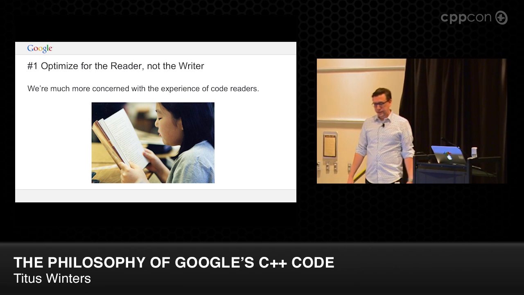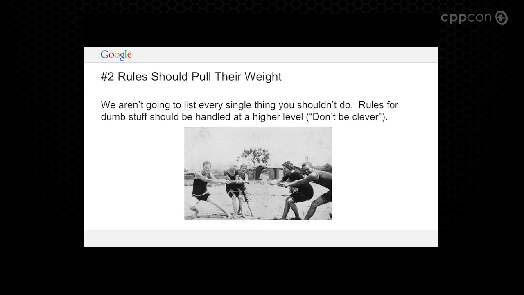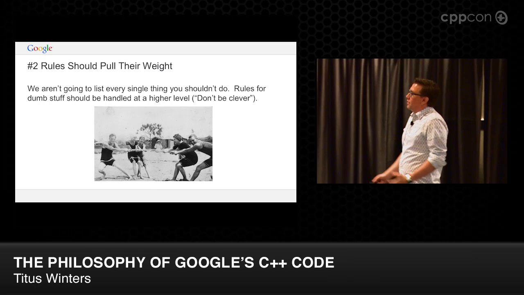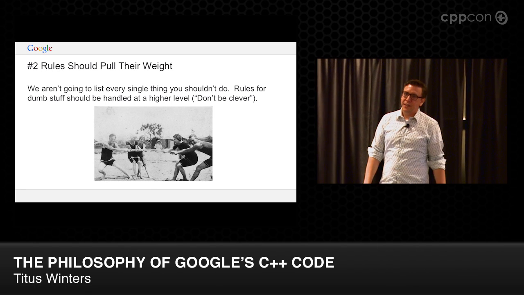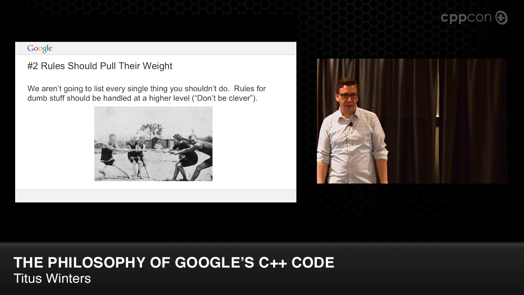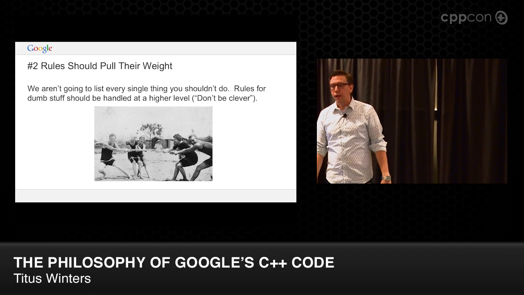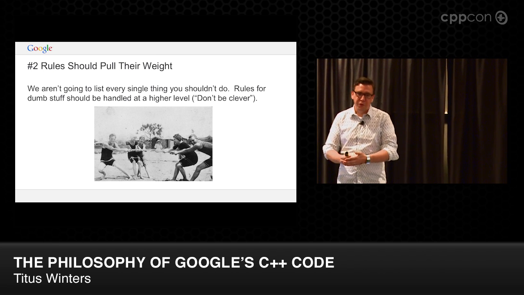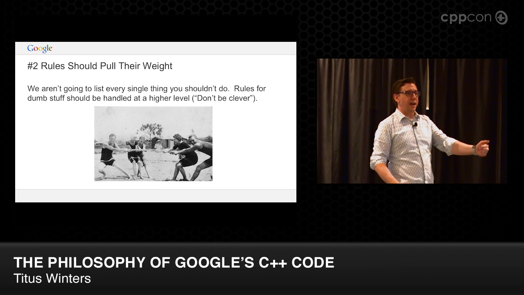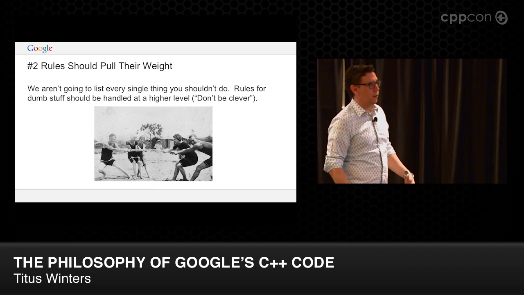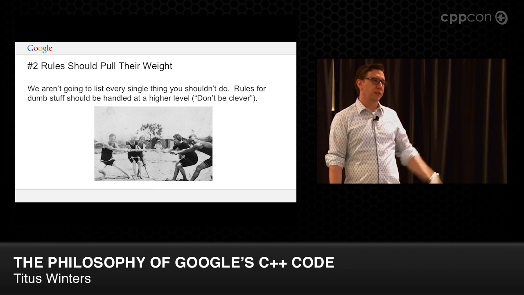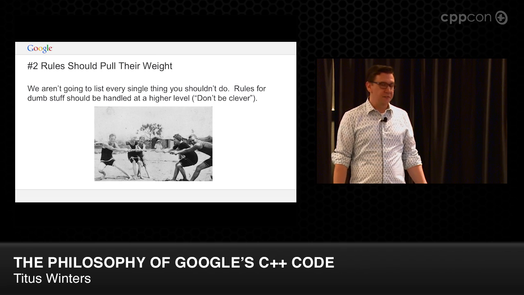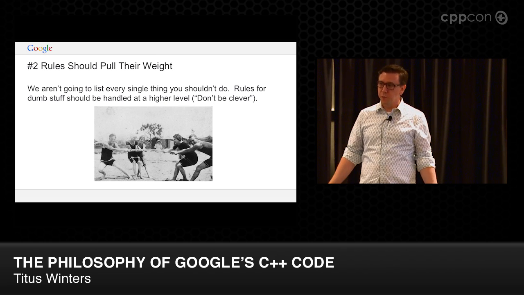Rules should pull their weight. We're not going to list every dumb thing you shouldn't do. This is not a good use of rules, right? Specifically, we don't expect the style guide to be interpreted in a lawyerly fashion. Occasionally it happens, but we're not going to go through and list off absolutely every action that is illegal. We would rather have a high-level rule: don't be clever. A similarly valuable high-level rule would be: don't be stupid.